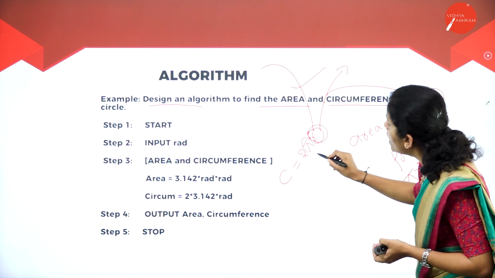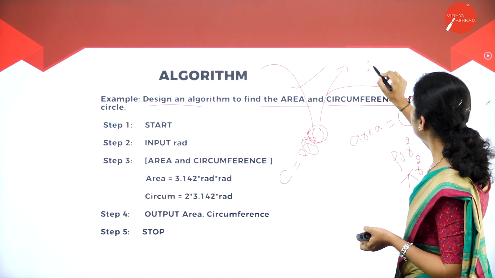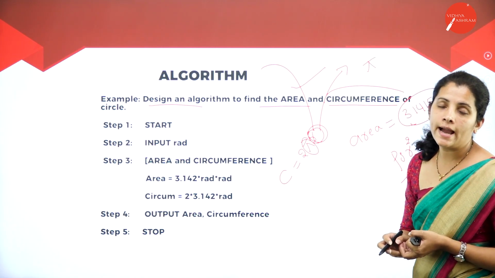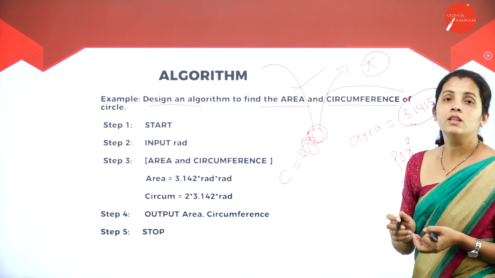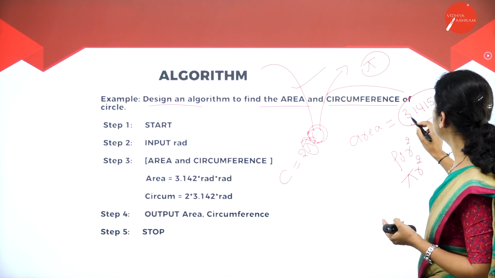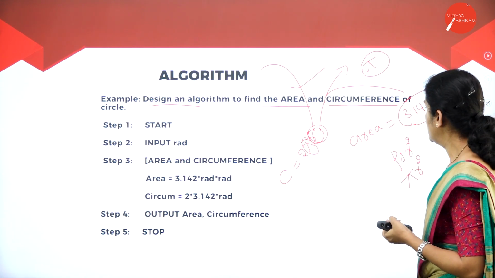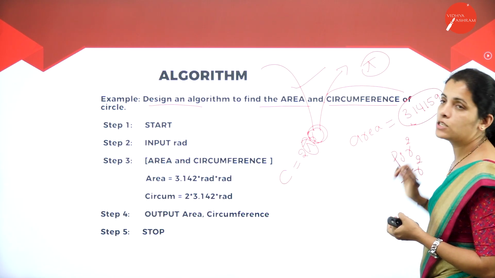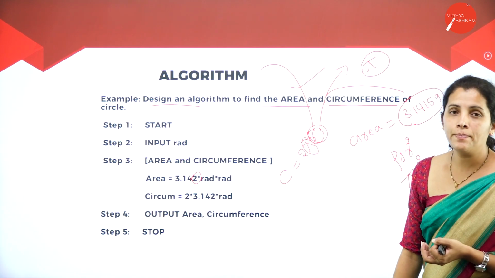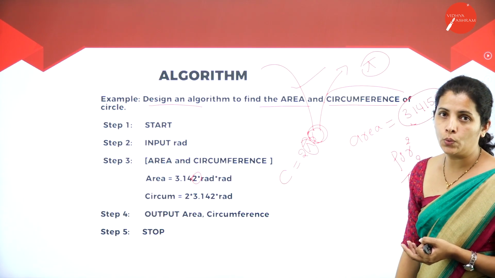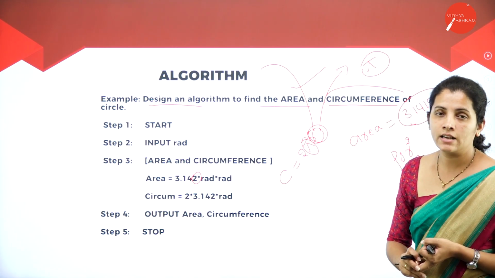So then what is pi? Here, I cannot directly write pi. Instead of that, I'm going to write the actual value of pi. Now, what is the value of pi? That is 3.14159. Instead of writing this one, I'm going to make a round figure. That is 3.142.